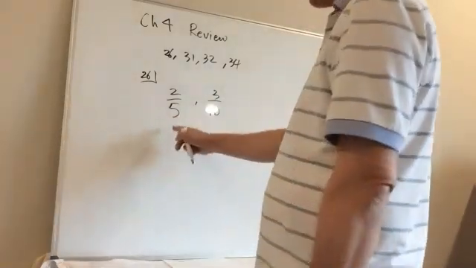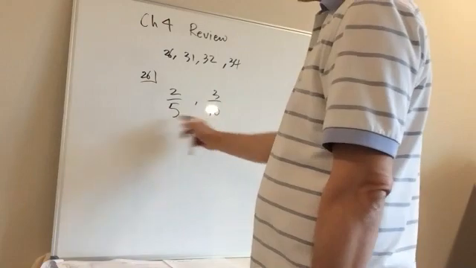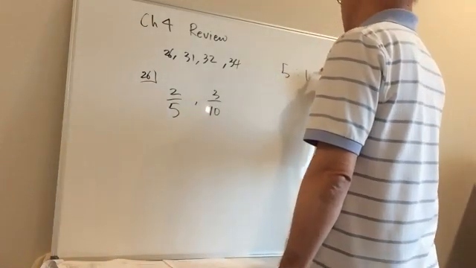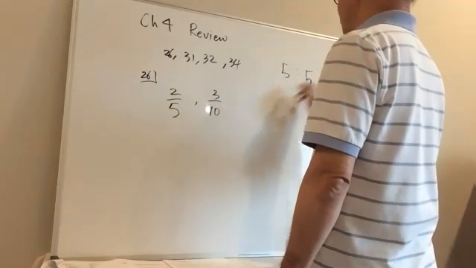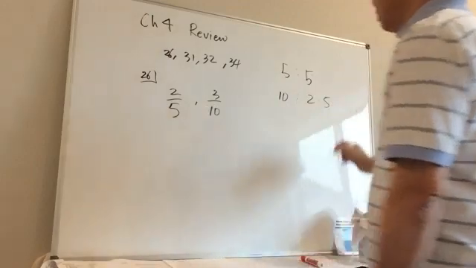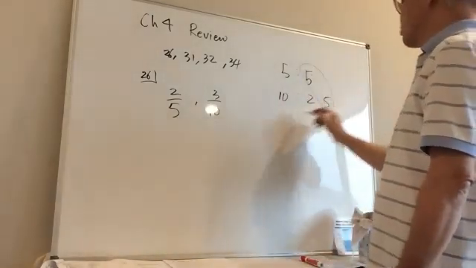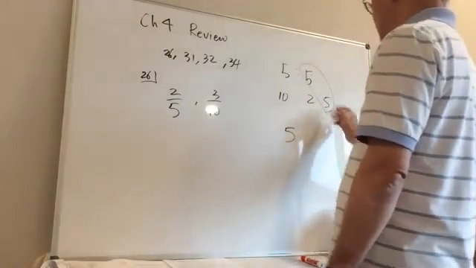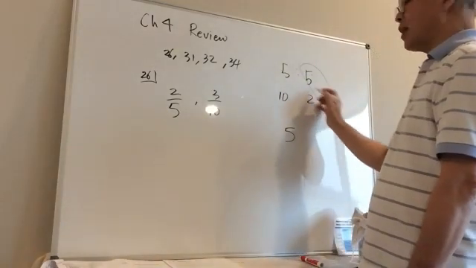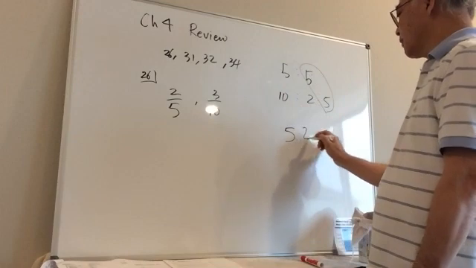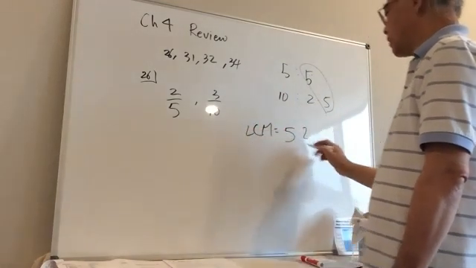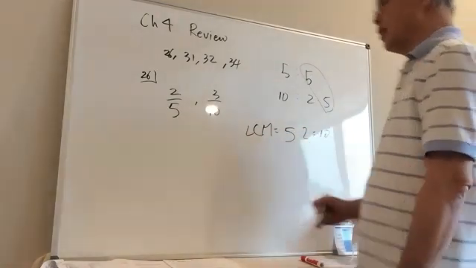Okay, so the least common multiple of these would be, you have 5, which is just basically 5, right? Then you have 10, which is 2 times 5. So the greatest common factor is going to be 5. And to find the least common multiple, I'd have to multiply it by what's left over. So my least common multiple is going to be 5 times 2, which is 10, which makes sense.